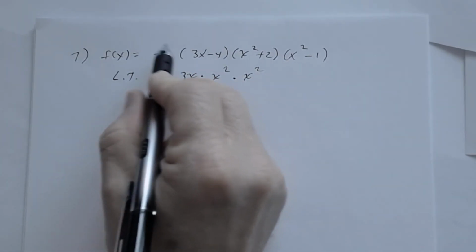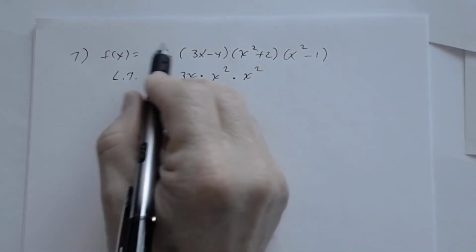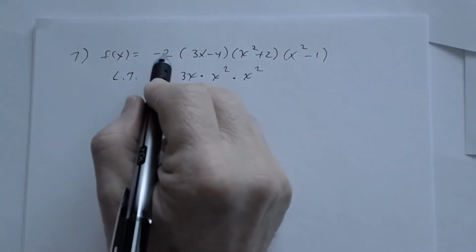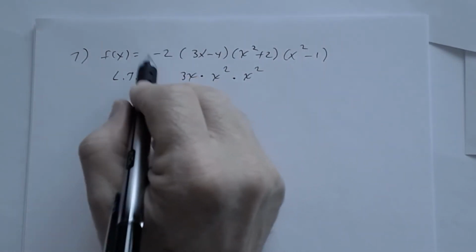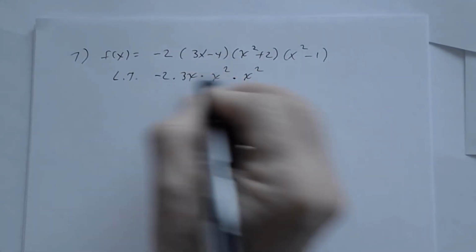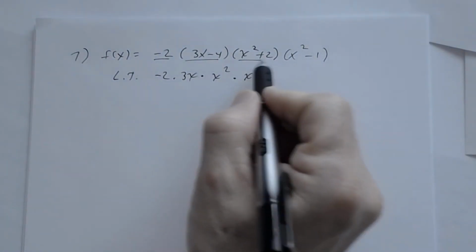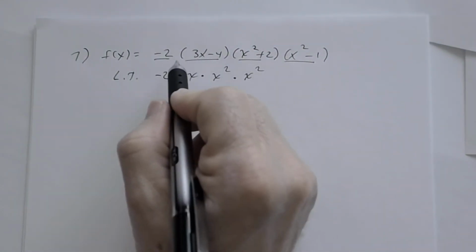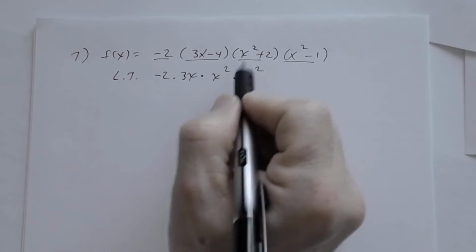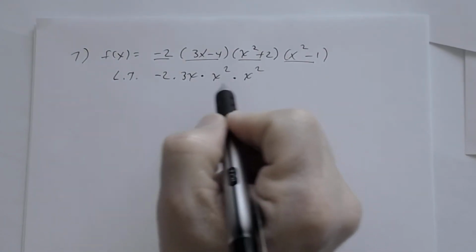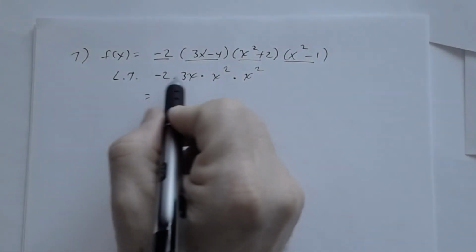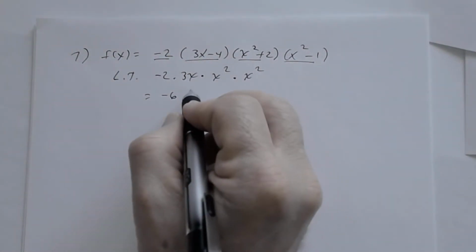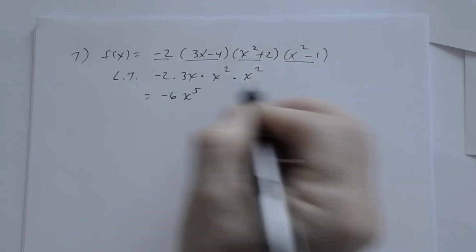If I go to this factor, that's a constant, so I've got to use it still. Even though there's no variable attached to it, it's a constant, and that's the only thing I see in this factor, so I've got to use it. So you've got to look at all these factors. Every one you underline, you've got to have something coming from it. All right, and so we just multiply that out. So negative 2 times 3 is negative 6, and then x times x squared is x to the 5th.